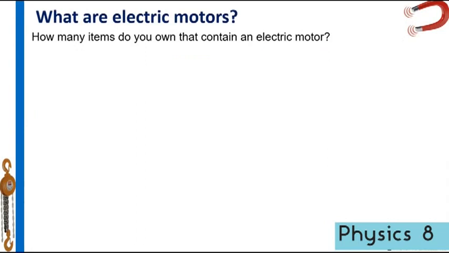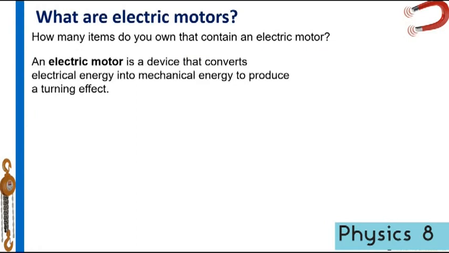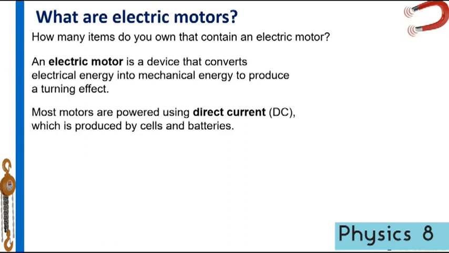So let's begin by asking the question, what do we mean by the term electric motor? An electric motor is in fact a device that converts electrical energy into mechanical energy in order to produce a turning effect. Most motors are powered using what we call direct current, which is DC. These direct currents are usually produced by cells and batteries.